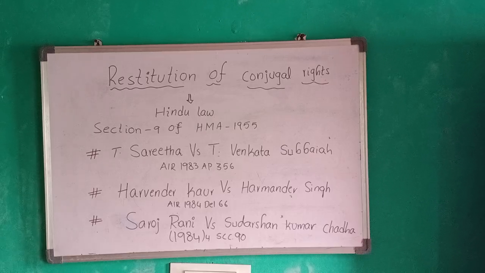To oppose a petition for restitution of conjugal rights, that is, as a defense, opposition can be done on account of two reasons. Only on the basis of two reasons can the RCR petition, restitution of conjugal rights, be refused or opposed. One of the grounds is cruelty, adultery or desertion, or otherwise any serious reason. Based on this, restitution of conjugal rights can be opposed by the opposite person.